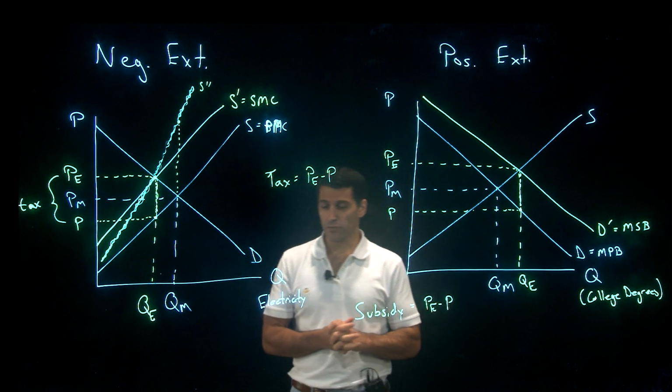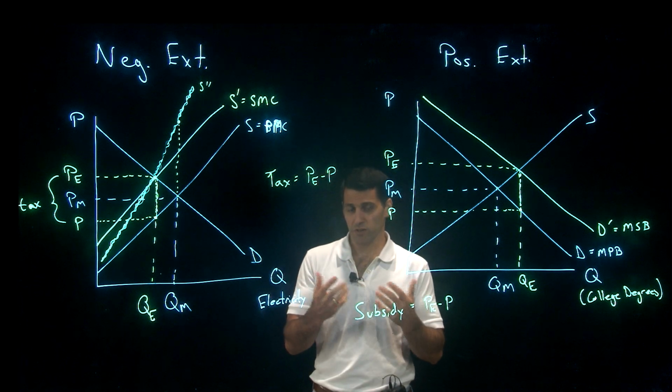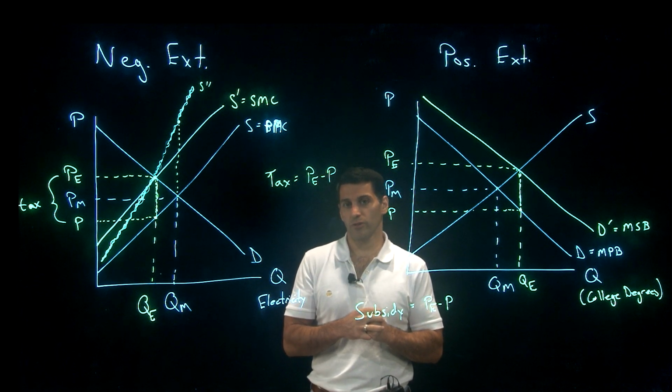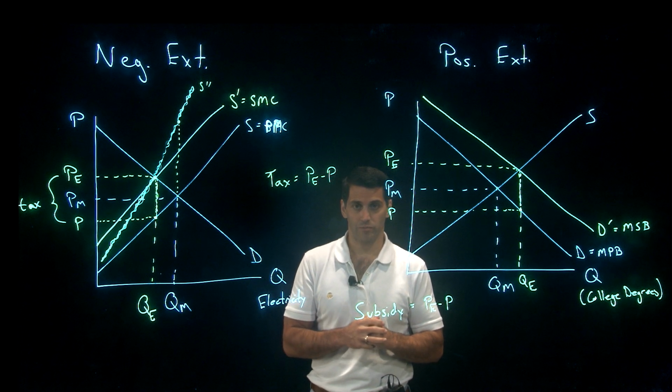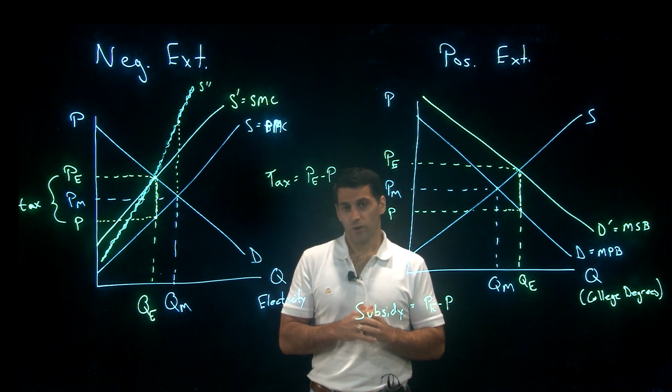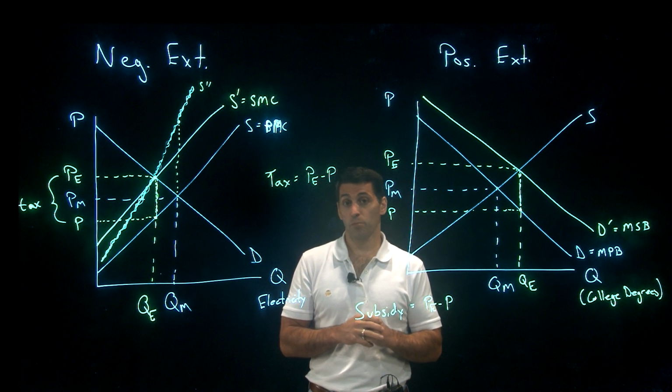So these are all the different things we need to think about, the different types of solutions that are available to policymakers in order to deal with these kinds of externalities. In our next video, we're going to talk about the efficient level of provision for public goods.